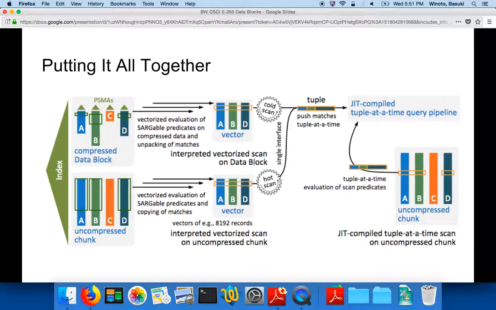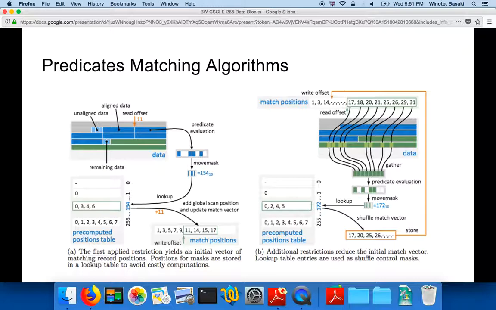And then on the right hand side, outside of this scan, it also does just-in-time compiled tuple-at-a-time scan on the uncompressed. Right? So this is the query pipeline within this Datablock solutions. Now, the predicate matching algorithms in the Datablocks are optimized by applying restrictions to the predicates. So there are two levels of restrictions, and this helps improve the scan process.